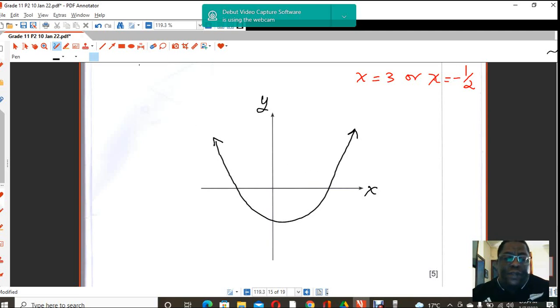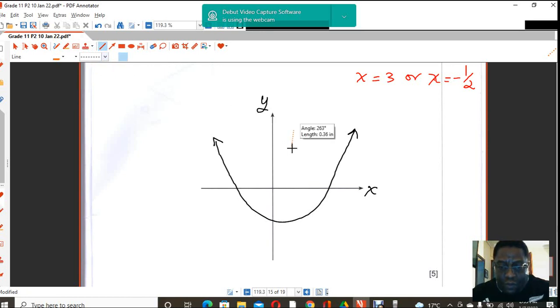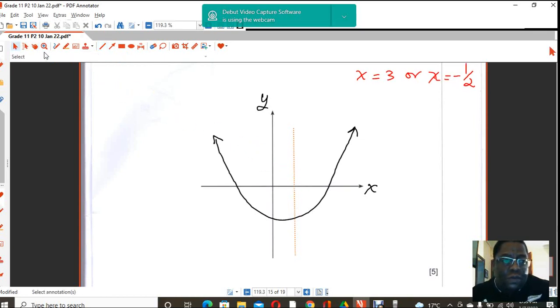All right. So let's see. Well, my axis of symmetry is more or less there. Is it? Okay. All right, don't worry, you don't have to draw that one.